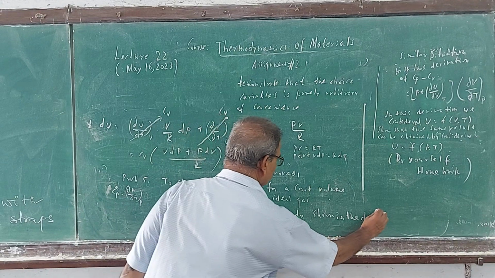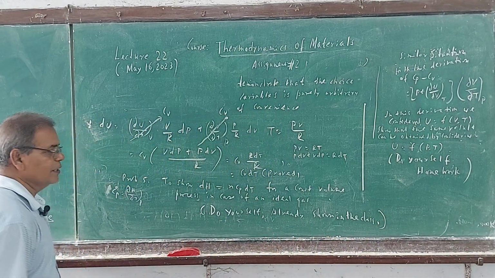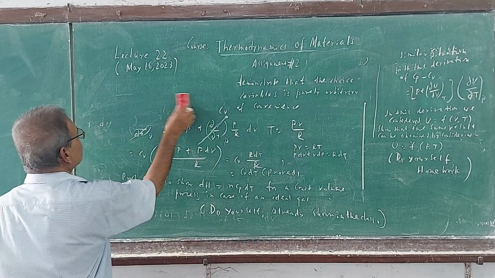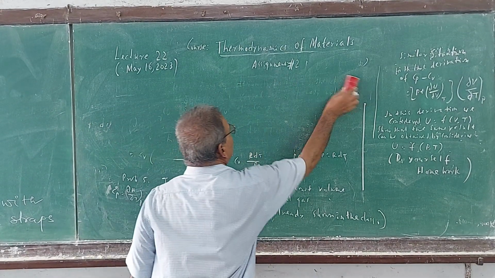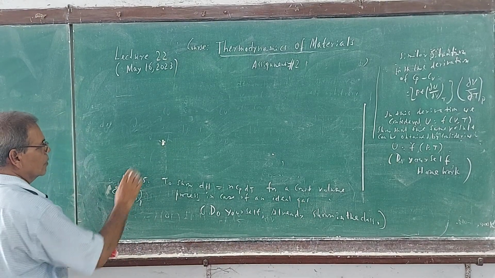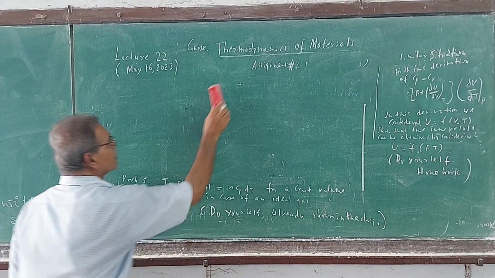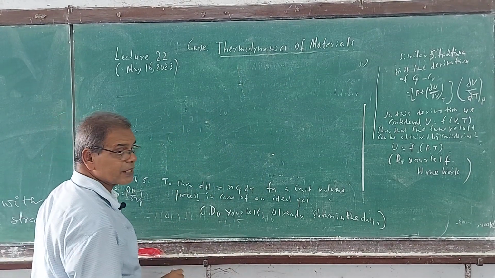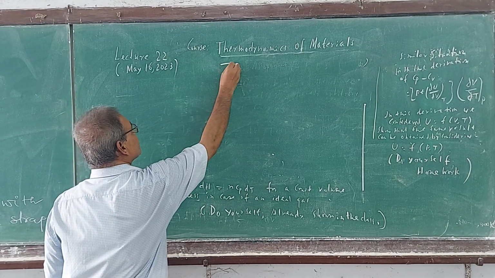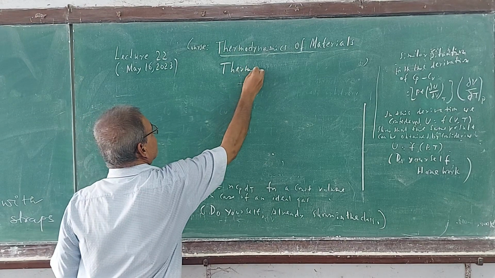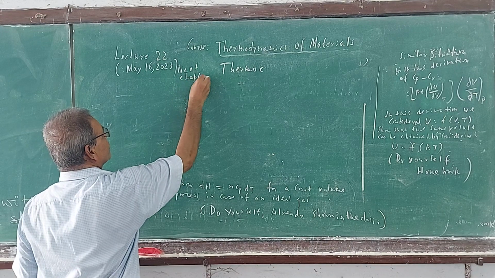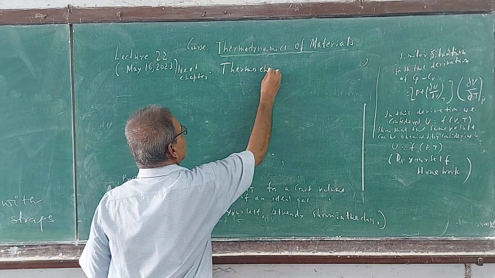Okay, remember this: dU = nCvdT and dH = nCpdT. So you have to do this yourself. With this, we have actually completed this part. Next chapter, we are still using the first law, but the next chapter is a very big chapter, thermochemistry. It is more than a topic actually.